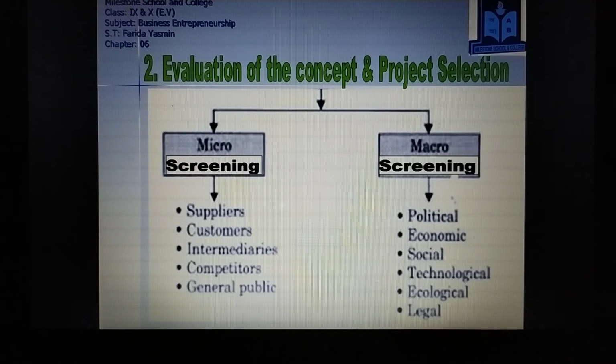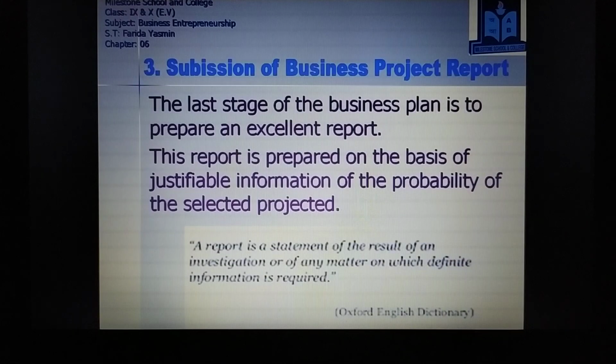So students, now the last step of business process plan is submission of business project report. A report is a statement of the result of an investigation or of any matter on which definite information is required. The last stage of the business plan is to prepare an excellent report. This report is prepared on the basis of justifiable information of the probability of the selected project.